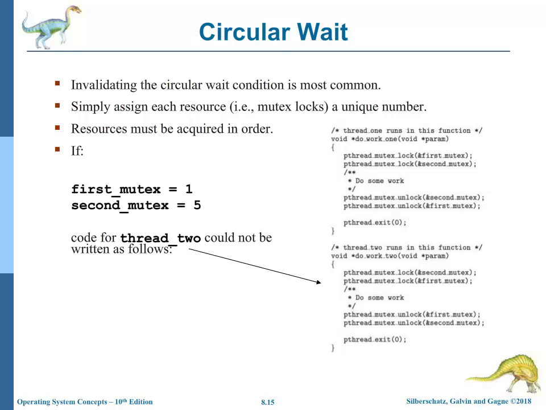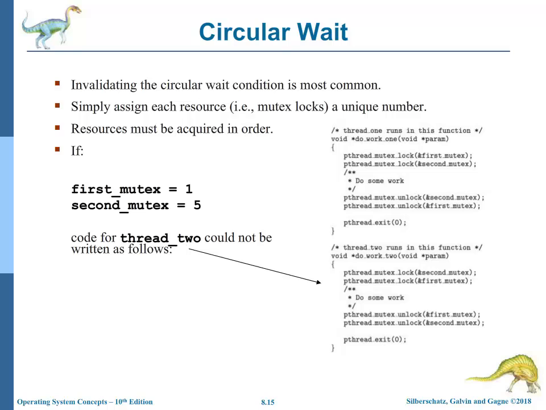That means a thread can initially request an instance of a resource, say Ri. After that, the thread can request an instance of resource Rj if and only if F(Rj) is greater than F(Ri). For example, using the function defined, a thread that wants to use both first mutex and second mutex at the same time must first request first mutex because it is 1, and then the second mutex, which is 5.